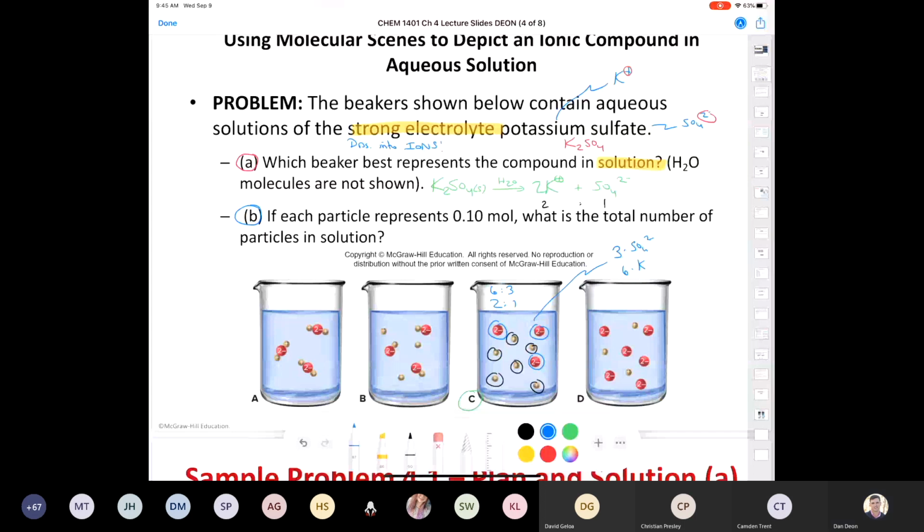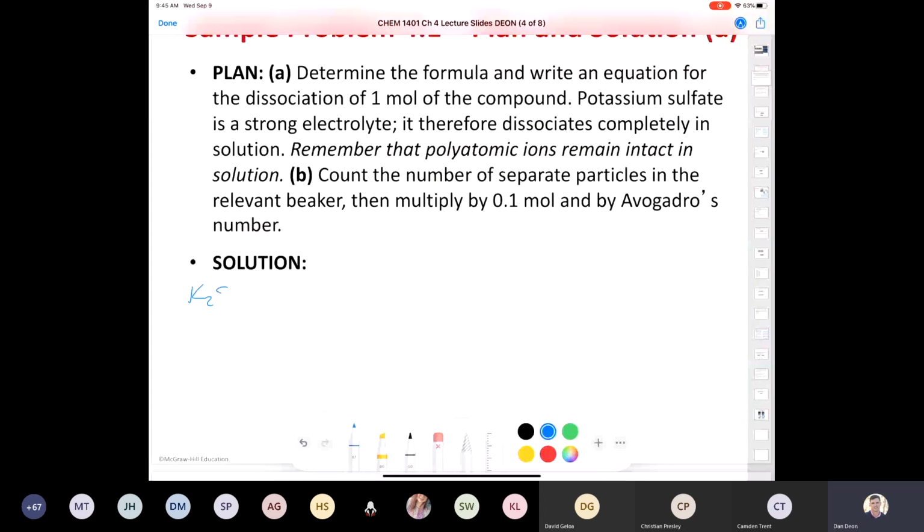We already figured out that the formula for potassium sulfate, and I'm just rehashing this, is K2SO4. When we take that solid compound and put it in water, I just like to write H2O over the arrow to mentally remind myself of what I'm doing. I've got 2 potassium, so I'm going to put 2K+, and those are going to be in solution. And I only have 1 sulfate, so I'm just going to write SO4 2-, aqueous, like that.